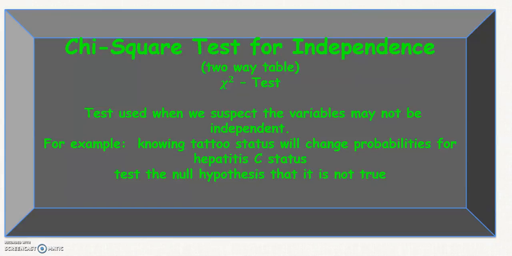Using a two-way table, we will still select the chi-square test from our list of tests. This test is used when we suspect the variables may not be independent. So knowing one variable changes the probability of the other. For example, knowing the tattoo status of someone will change the probabilities for their hepatitis C status. So we would test the null hypothesis that it's not true. We would test the null hypothesis that there's not an association.